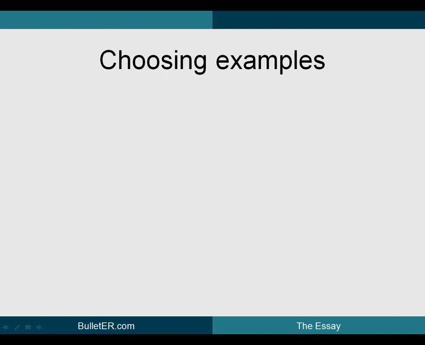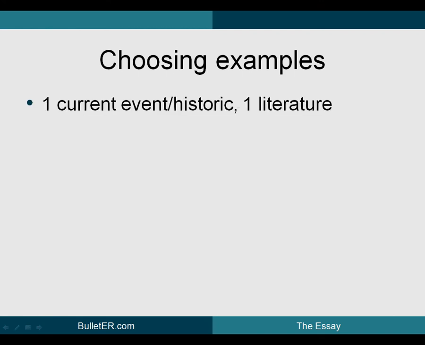So, how do you choose your examples? Try to choose 1 example dealing with current events or history and 1 example dealing with literature. The most important thing about choosing examples is to be specific. Don't choose The Great Gatsby as an example. Talk about the parties that Jay Gatsby throws and how aloof he is. Don't talk about World War I. Talk about the assassination of Franz Ferdinand that initiated the conflict. Be as specific as you can.